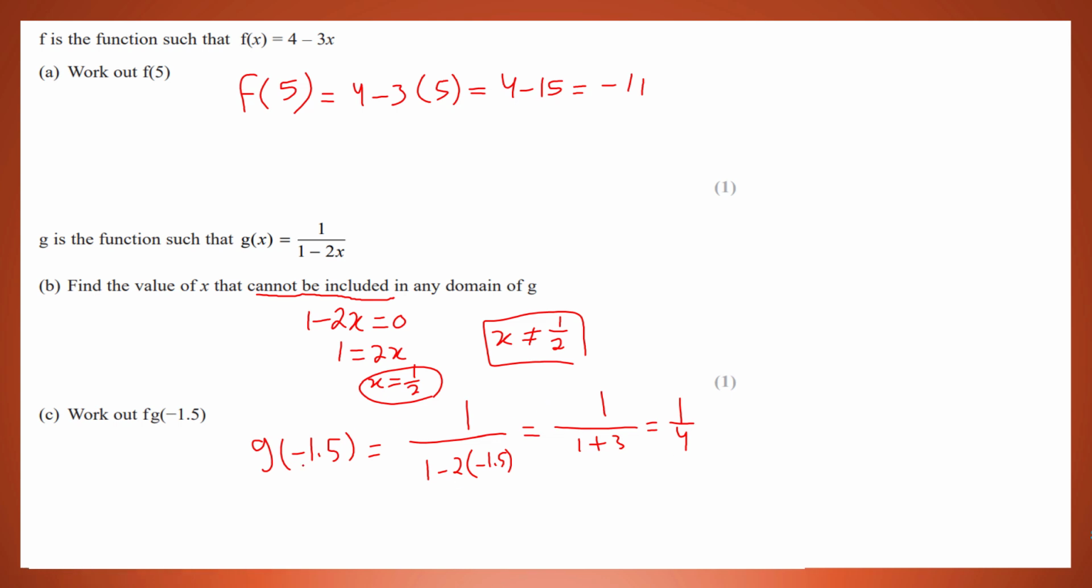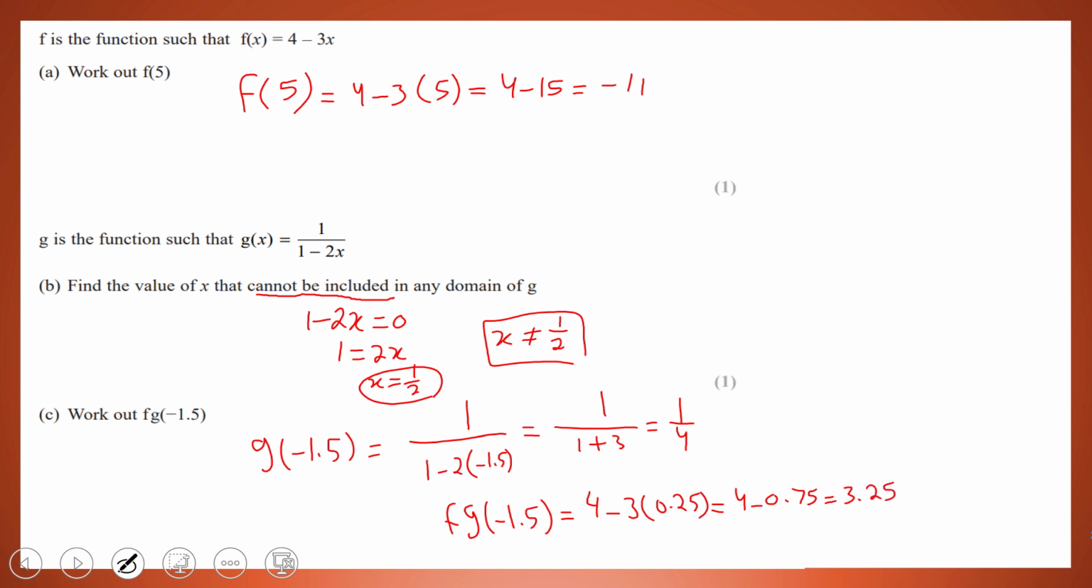The g of negative 1.5 is 1 over 4, so I will just take it and replace it in f of x. So it will be f of g of negative 1.5. It will be 4 minus 3 multiplied by 0.25. It will be 4 minus 0.75, which is 3.25, or you can just write it as the mixed number 3 and 1 quarter, or it can be written as 13 out of 4.